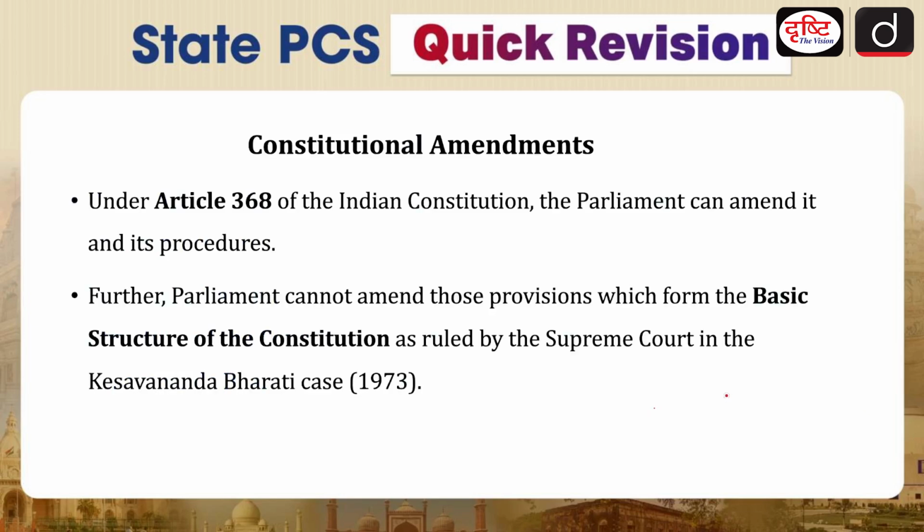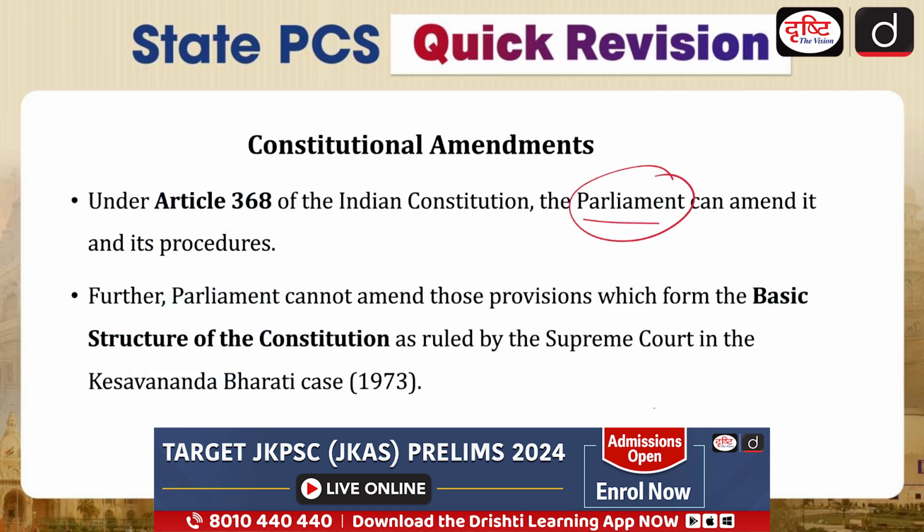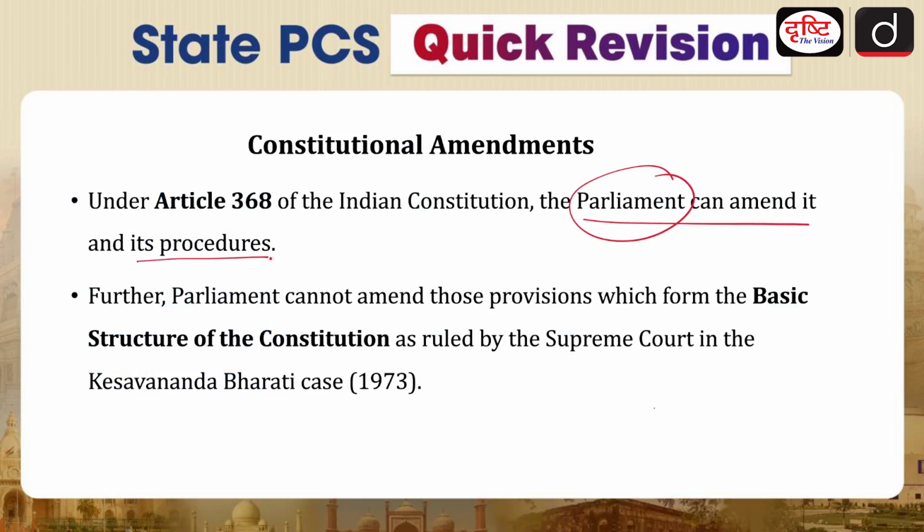Constitutional amendments. First we will see who can amend the constitution. Article 368 says that Parliament can amend the constitution, and how it will be amended. There is this procedure which is given under Article 368 of the constitution. Now, there are three kinds of amendments which can happen in the constitution. One is with the simple majority.